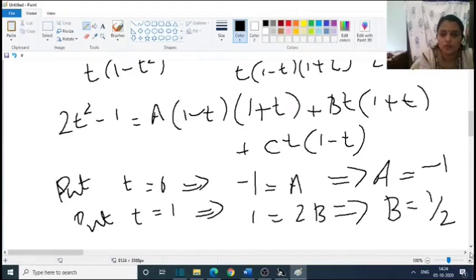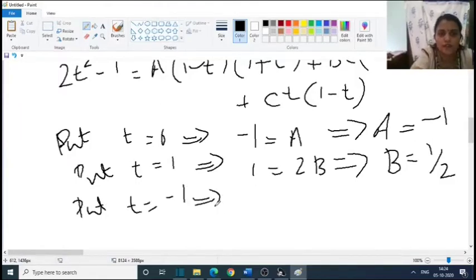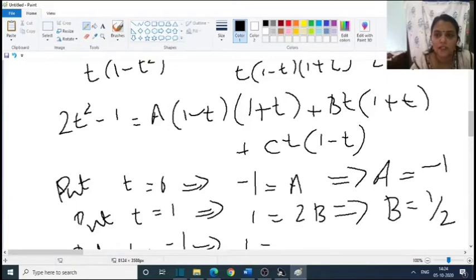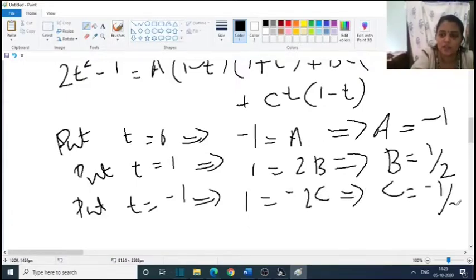So now put t equal to minus 1. Left side, 2 into minus 1 all square, that term becomes 2, minus 1. So left side is 1. Now when t equal to minus 1, the 1 plus t term becomes 0, so the first and second terms are equal to 0. So the last term is c into minus 1, minus c, 1 minus minus 1, 2, so minus 2c, which implies c is equal to minus 1 by 2.